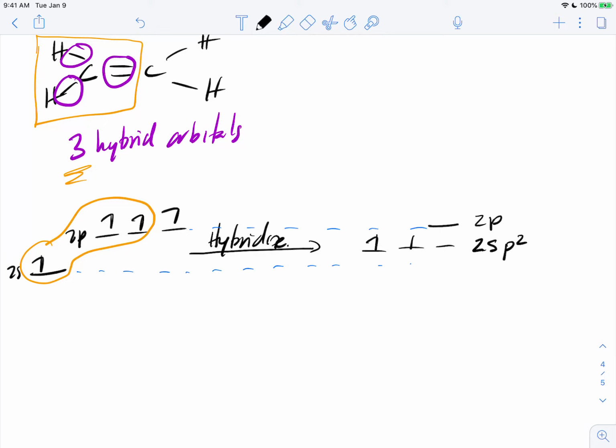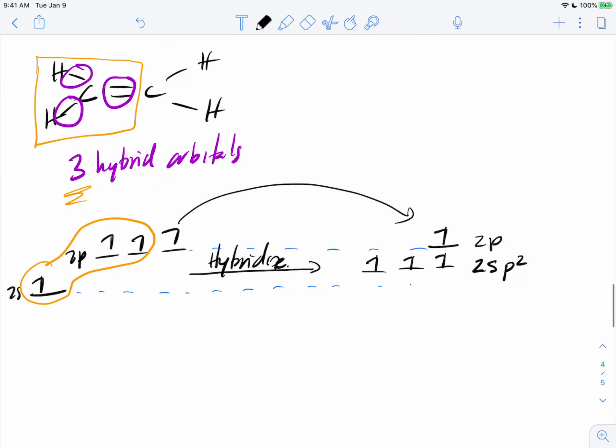So we have 3 electrons that we hybridized, and then this electron stays in the 2p orbital. It remains unchanged, and that'll actually be important for the forming of the double bond. Okay, so that's going to be our sp2 or 2sp2 hybridized orbitals.